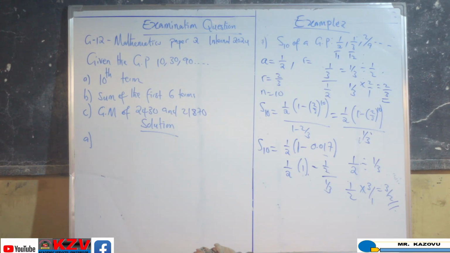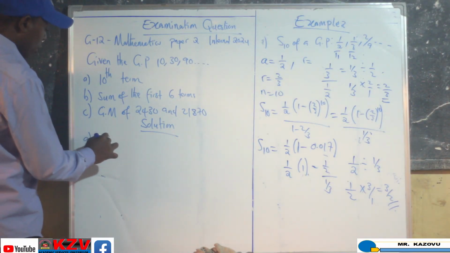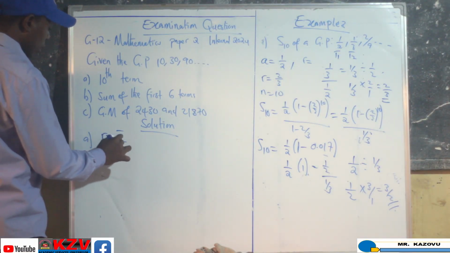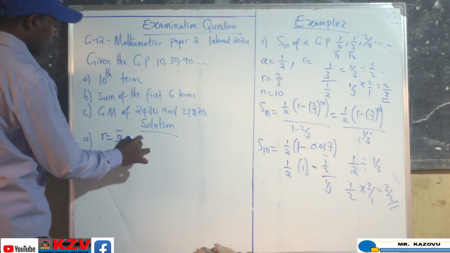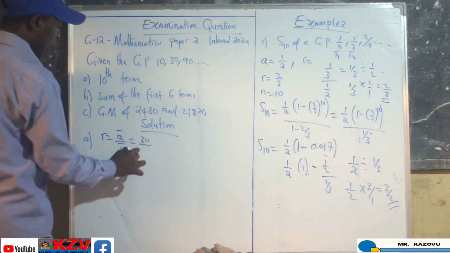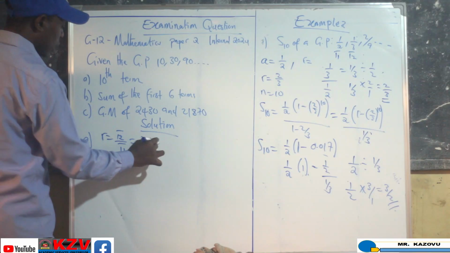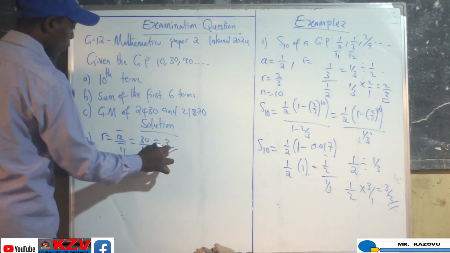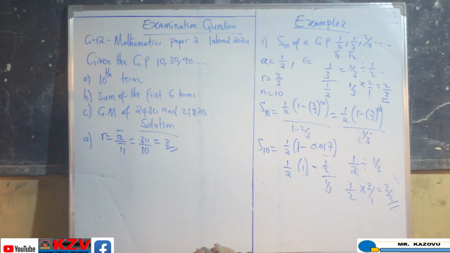Do I have the tools? What do I need? Beatrice, what do I need to answer the question? Yes, do I have the common ratio? Help me to find the common ratio. The common ratio is T2 over T1. Now T2 is 30, isn't it? And then T1 is 10. So we have 3. The common ratio is 3. Do you agree with me?